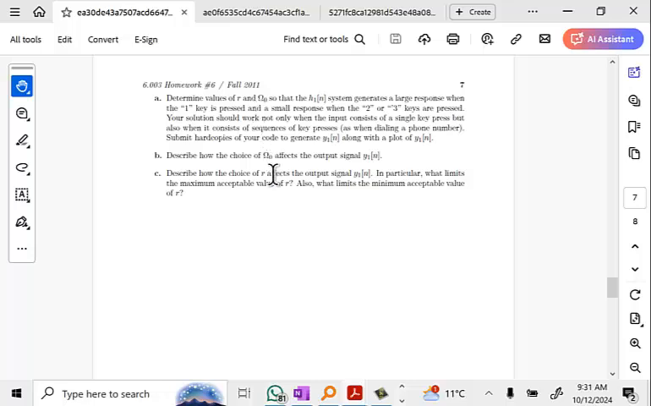And then here, describe how the choice of R affects the output signal. You should say something about that. What are the maximum acceptable limits of R? What limits the minimum acceptable value of R? So please address that problem as well.